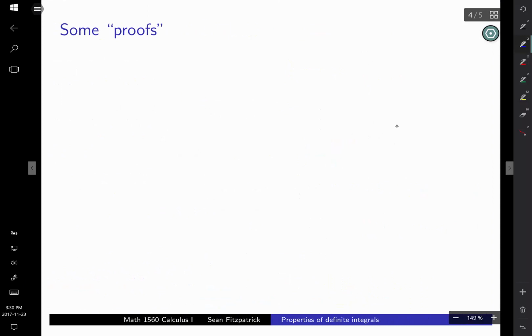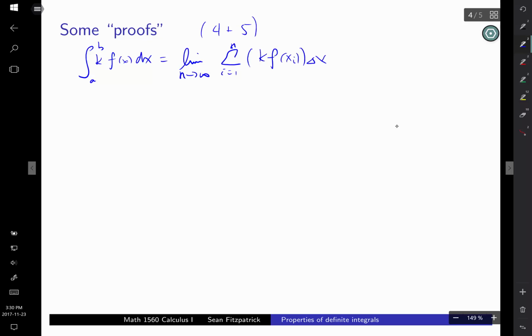Alright, so we've convinced ourselves, I think, that 1, 2, and 3 are valid. What about 4 and 5? So let's think about, well, what's the integral from a to b of k times f(x) dx? Well, by definition, that's the limit as n goes to infinity of the sum, i going from 1 to n, of k times f of xi times delta xi. But that k is a constant. It's a constant multiple, so I can factor it out of my sum.